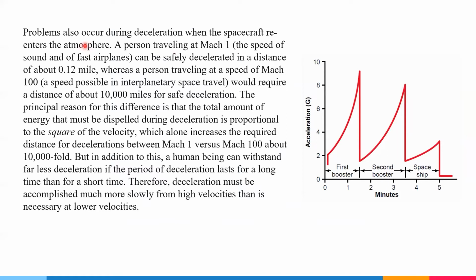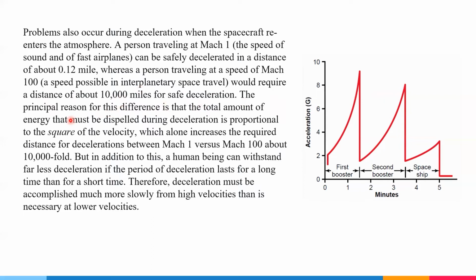The problem also occurs during deceleration when the spacecraft re-enters the atmosphere. A person traveling at Mach 1, that is the speed of sound and of fast airplanes, can be safely decelerated in a distance of about 0.12 miles. Whereas a person traveling at a speed of Mach 100, a speed which is possible in interplanetary space travel, would require a distance of about 10,000 miles for safe deceleration.